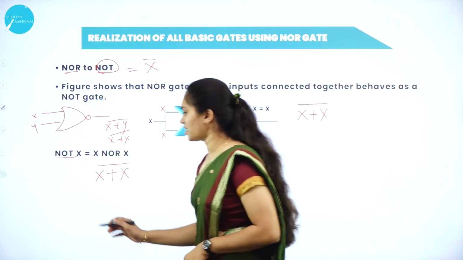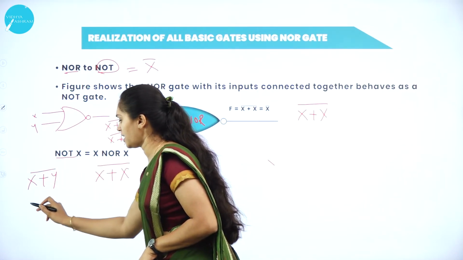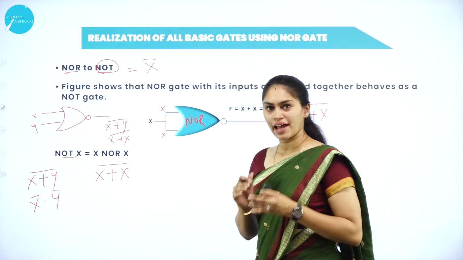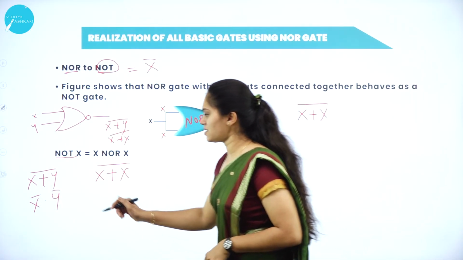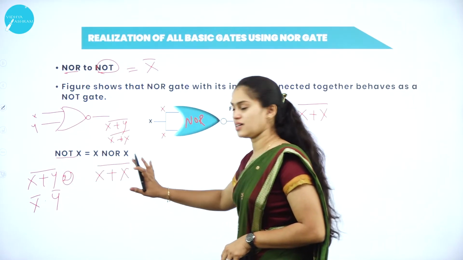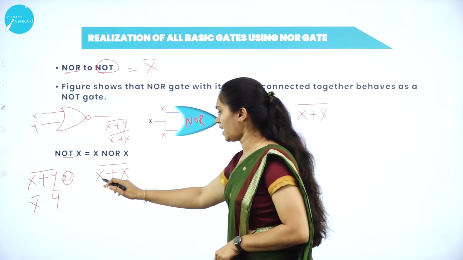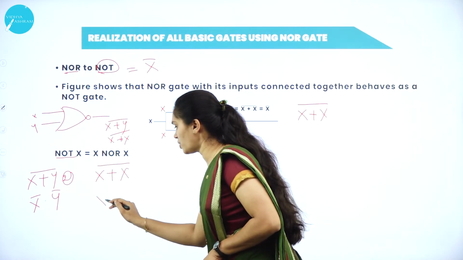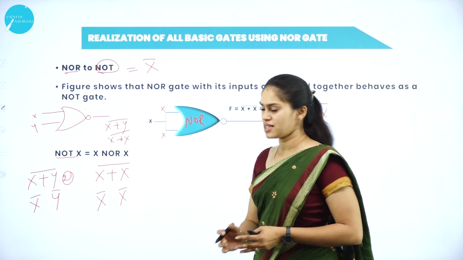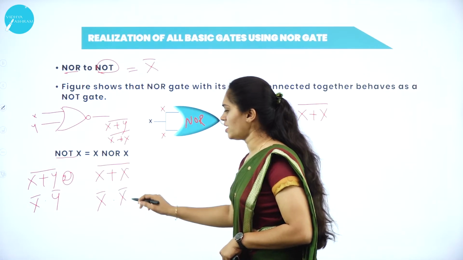So based on De Morgan's theorem, what was De Morgan's second theorem? x plus y whole bar is equal to x bar into y bar, right? x bar into y bar. So this is De Morgan's second law. Let me apply the same thing to this equation. So instead of y, we have another x, that's it. x plus x whole bar is also equal to x bar into x bar, because my inputs are both x.